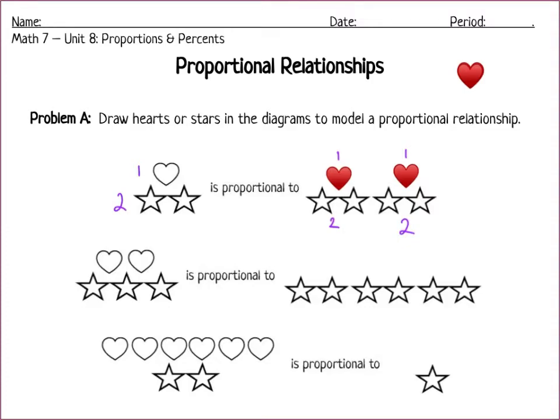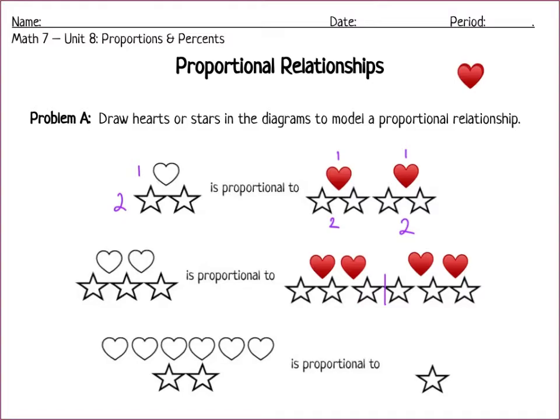Now looking at the second problem there, I've got 2 hearts to every 3 stars. So I have to look on the other side, and again, I've got 6 stars there, so I can think about it as cutting it in half, because that way I'm going to be able to give the same number of hearts to each star. So I'm going to have 2 hearts to 3 stars over here, and 2 hearts to 3 stars over here. And again, I've kept the same proportional relationship. I have 2 hearts on one side and 3 stars, and on the other side I have 2 hearts to every 3 stars.